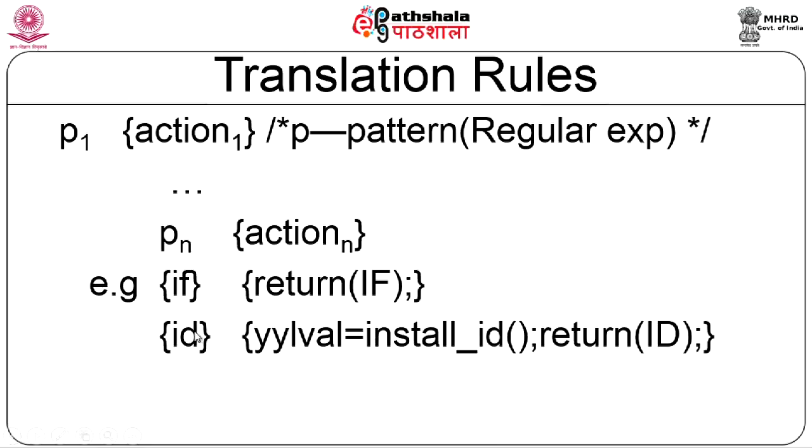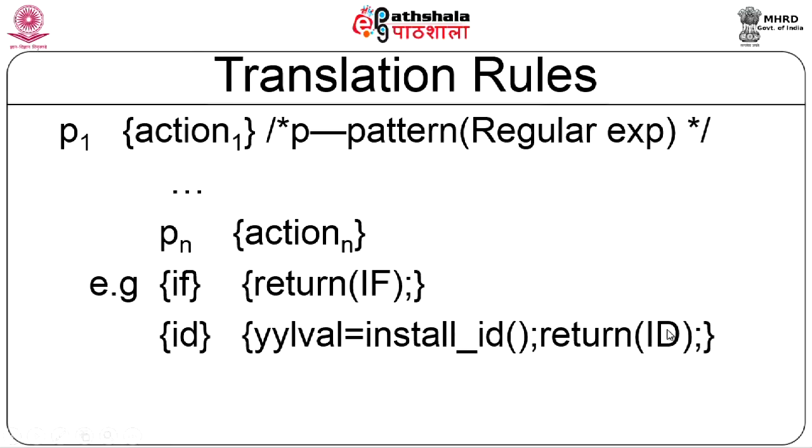ID: if I encounter ID, how do I define ID? I would have defined ID already in the declaration section. We have just seen that ID corresponds to letter followed by letter or digit, the whole star. So, if I see that pattern, what do I do? I will say yylval is equal to installID(). I call this function installID and assign it to the variable yylval, and then I do return ID.